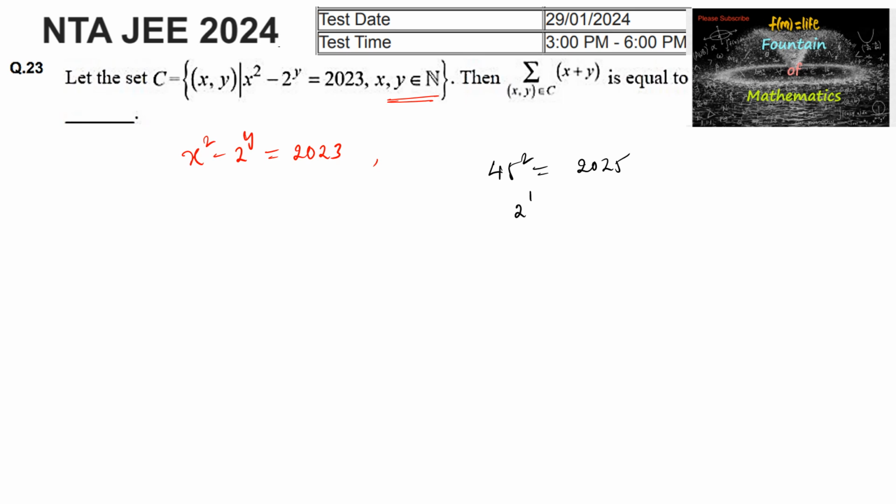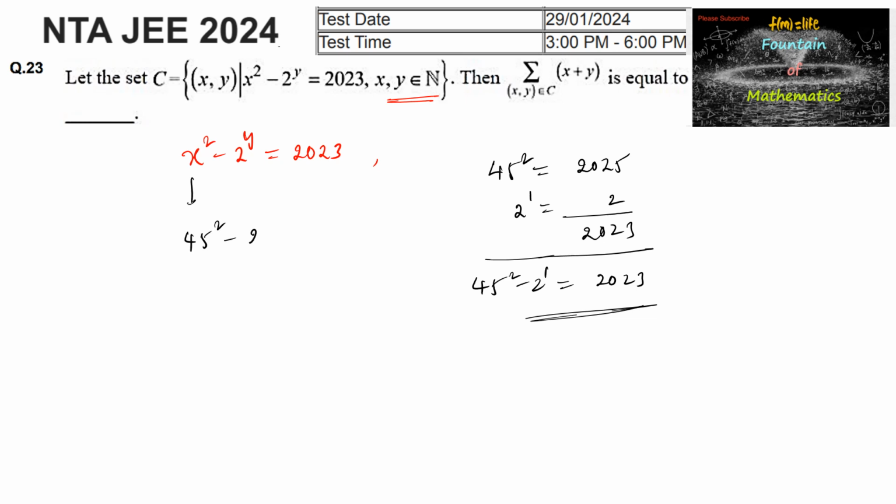and 2 to the power 1 is 2. Subtracting, you will be getting 2023. So 45 squared minus 2 to the power 1 will be 2023. This is the only possible case we will be getting. So we can consider x is equal to 45 and y is 1.